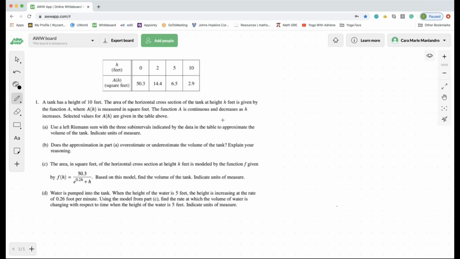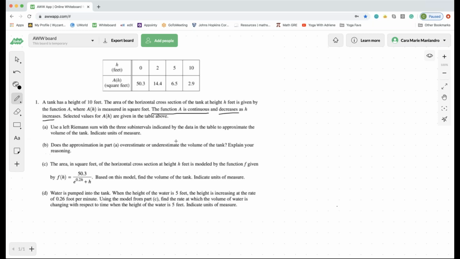All right, that's important. Why is that important? It means that a lot of the theorems that we learned in the first semester of calculus are going to hold true. It means that the function isn't going to behave weirdly, and a lot of the assumptions that we have are going to hold true. It decreases as h increases, and then we have this table.